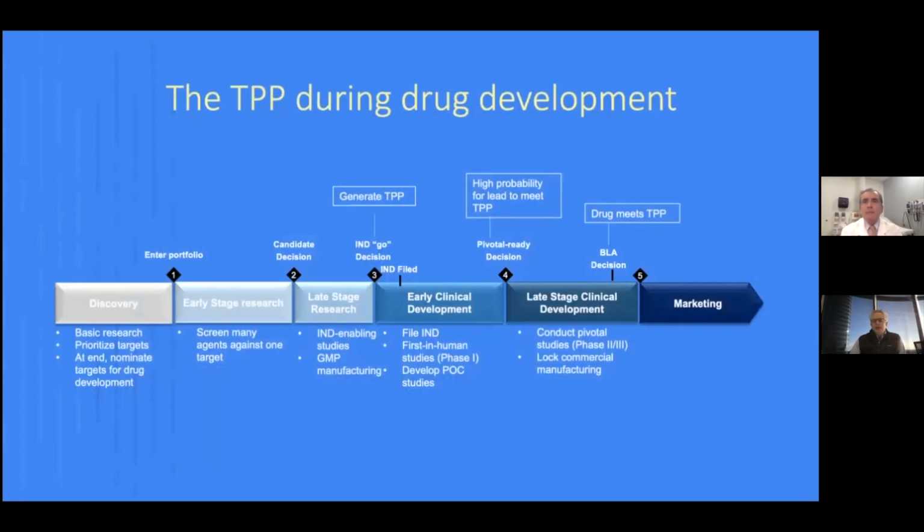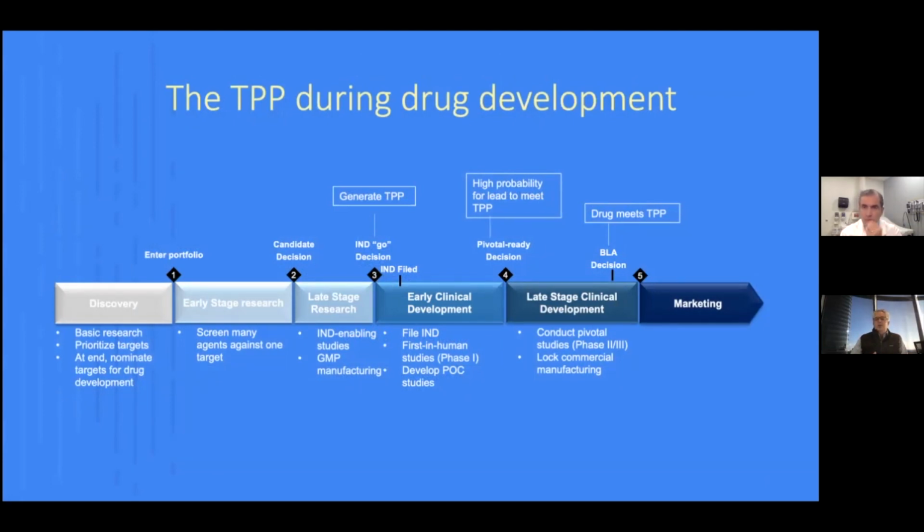This last slide is really just intended to show you the many different stages of drug development. Obviously, early discovery, showing that there's proof of biology, proof of concept for a therapeutic pathway. Early stage research, where you would be considering early in vivo or animal studies to assess toxicity. Then thinking through phase 1 studies, phase 2 studies, into marketing.